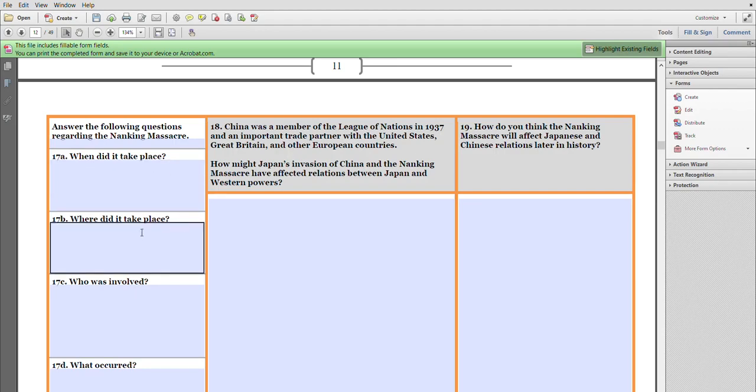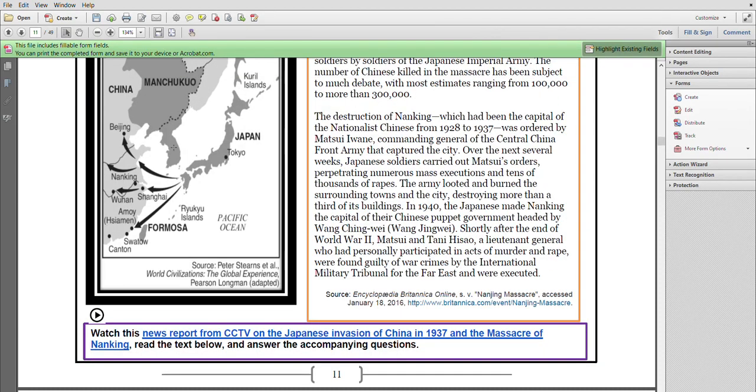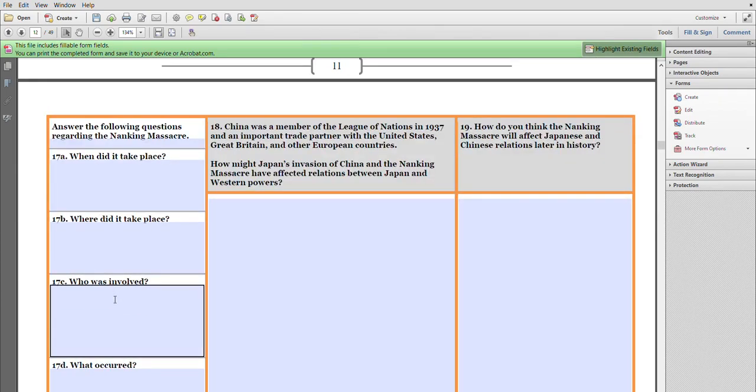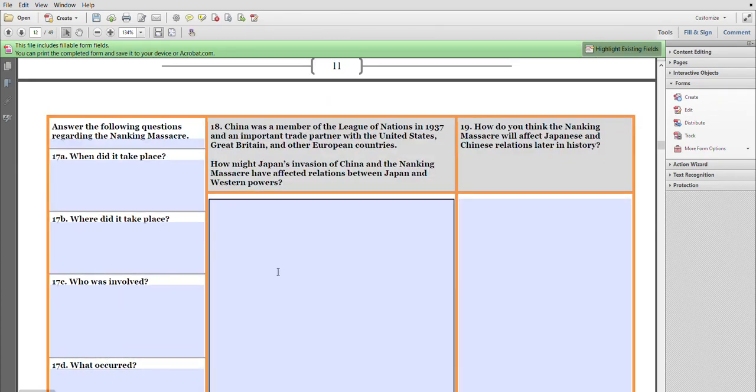Where did it take place? And don't just write Nanking. All right? Be specific based on the map up here. Who was involved in the Nanking Massacre and what occurred?